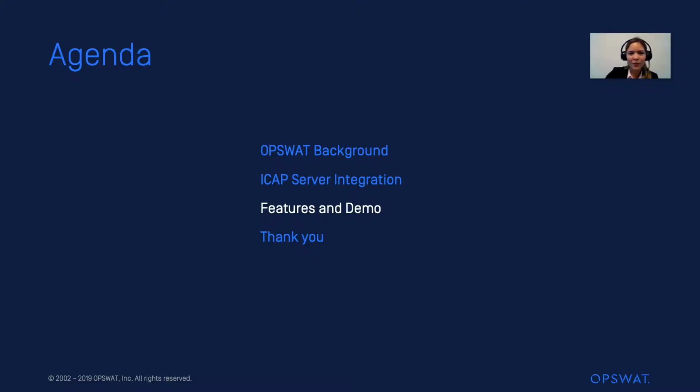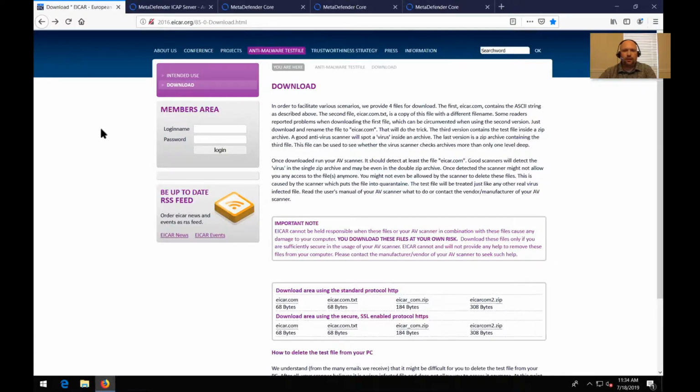Okay, so now we're going to go on to the demo portion of this presentation. Okay, thanks, Laura. For the demo portion, we're going to see what both a user and an administrator see when the user attempts to download both a clean and malicious file via the web proxy, which is protected by MetaDefender ICAP server. For our malicious file first, we're going to use the industry standard ICAR test file.